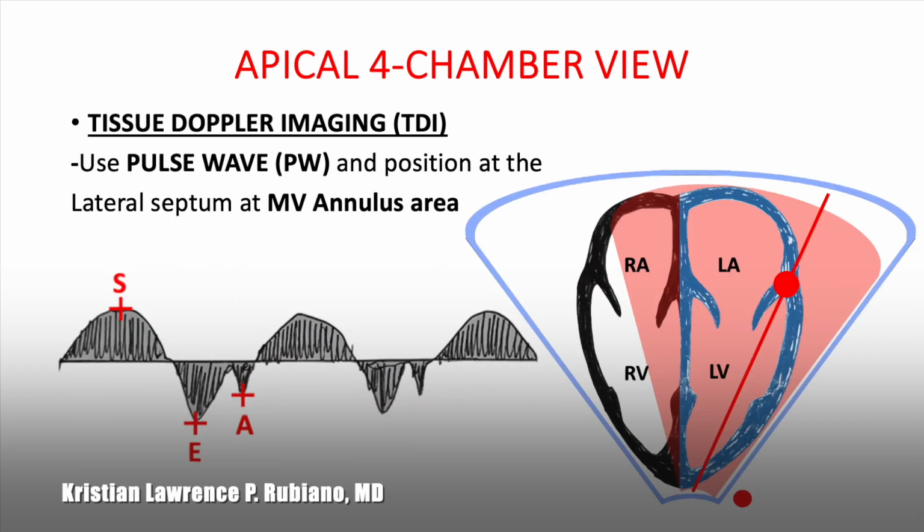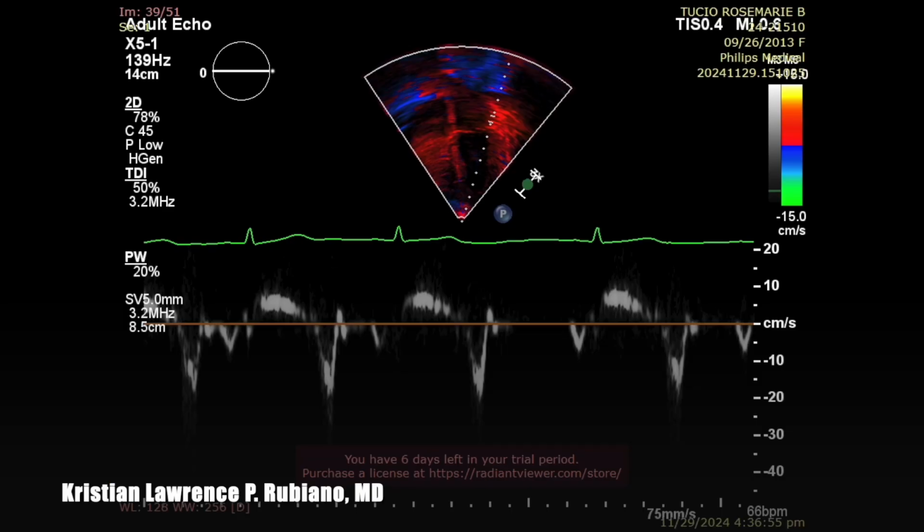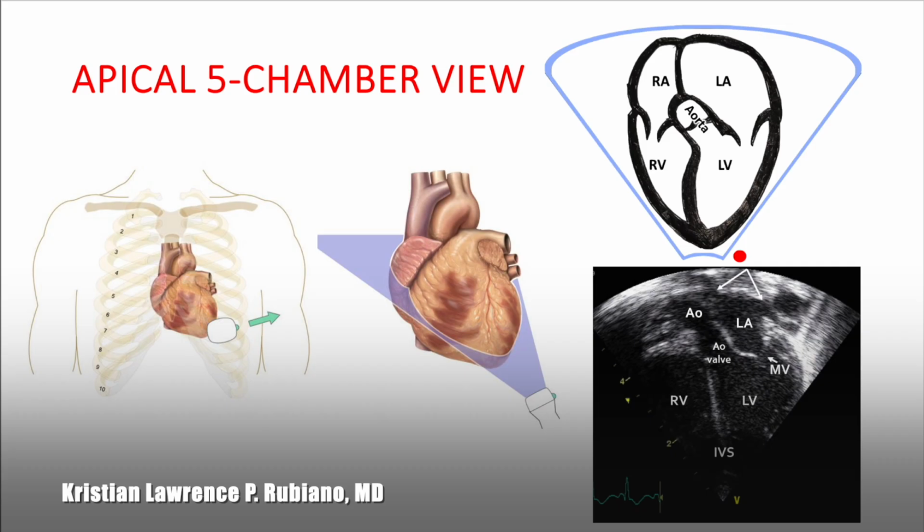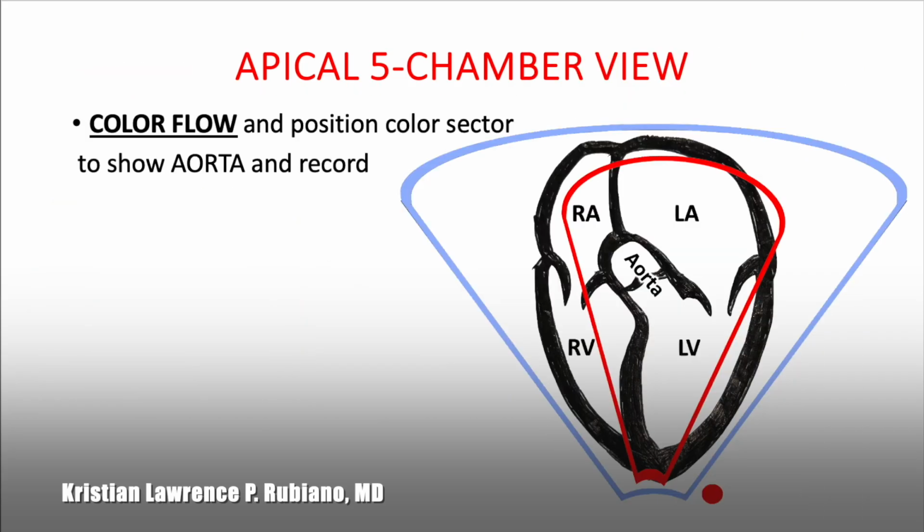Do the same thing at the lateral septum at the mitral valve annulus and measure. Get the S, E, and A waves. Now, doing the apical 5-chamber view, showing the LV outflow tract and aorta.